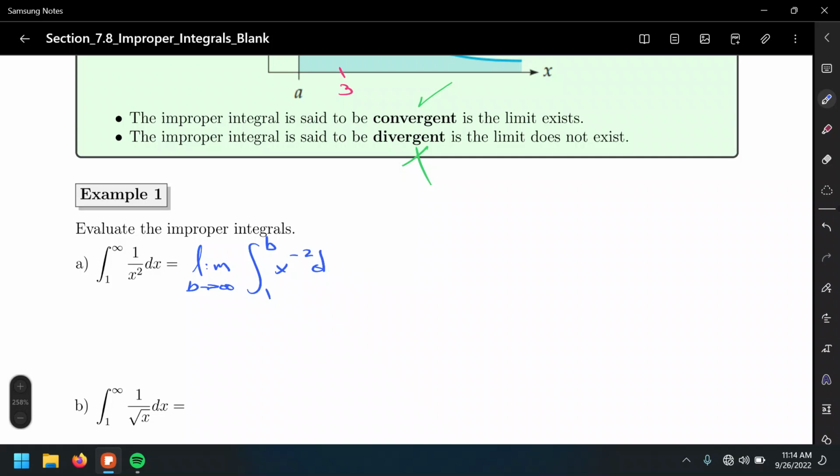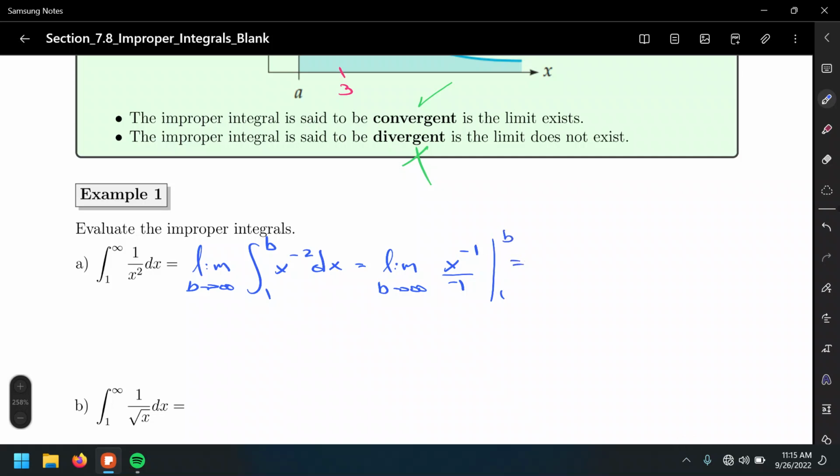So we're ready to integrate this. So this will be a limit as b approaches infinity. Well, what's the integral of x to the negative 2? So add 1 to the exponent and divide by the new exponent you obtain. In this case, isn't that x to the negative 1 over negative 1? And we evaluate this from 1 to b.